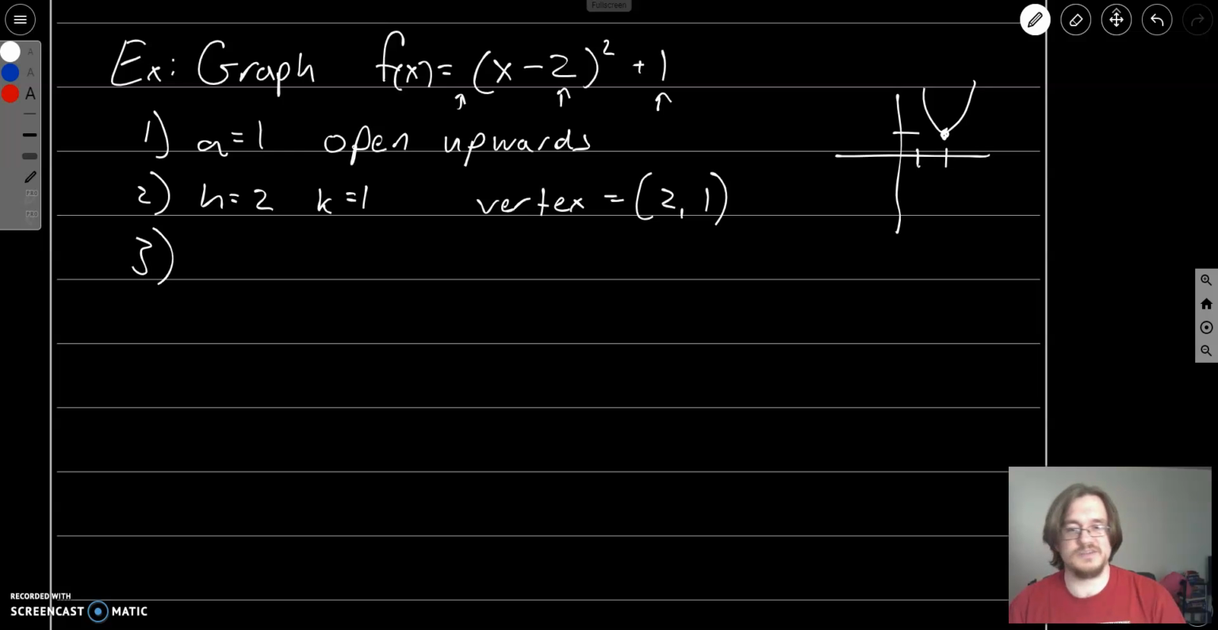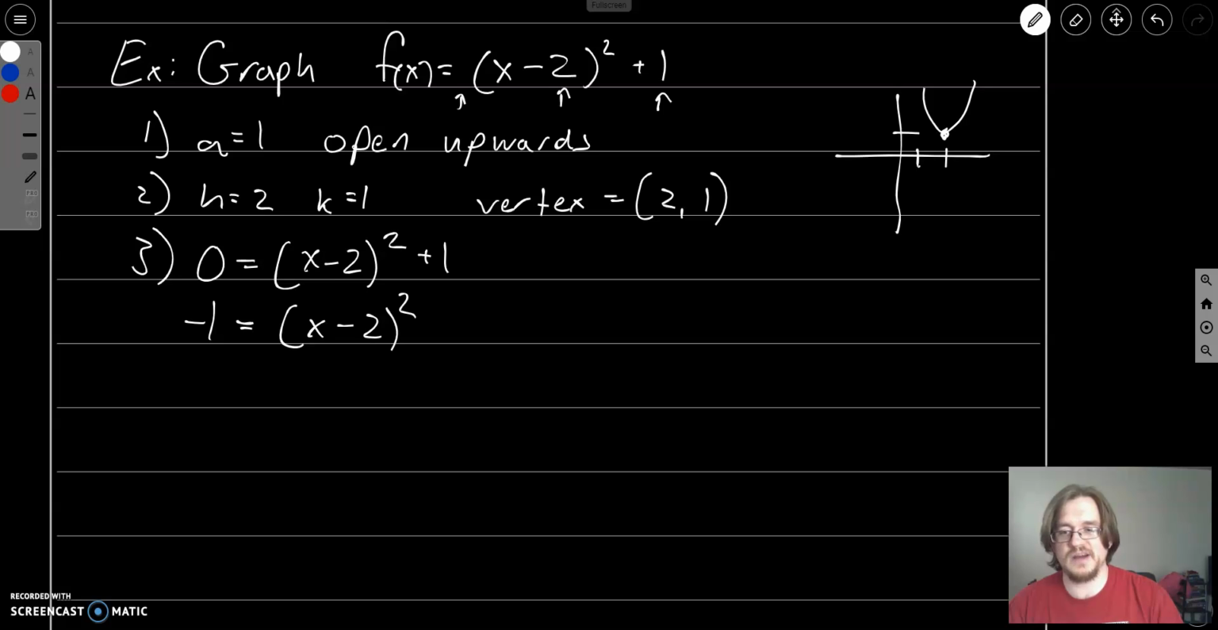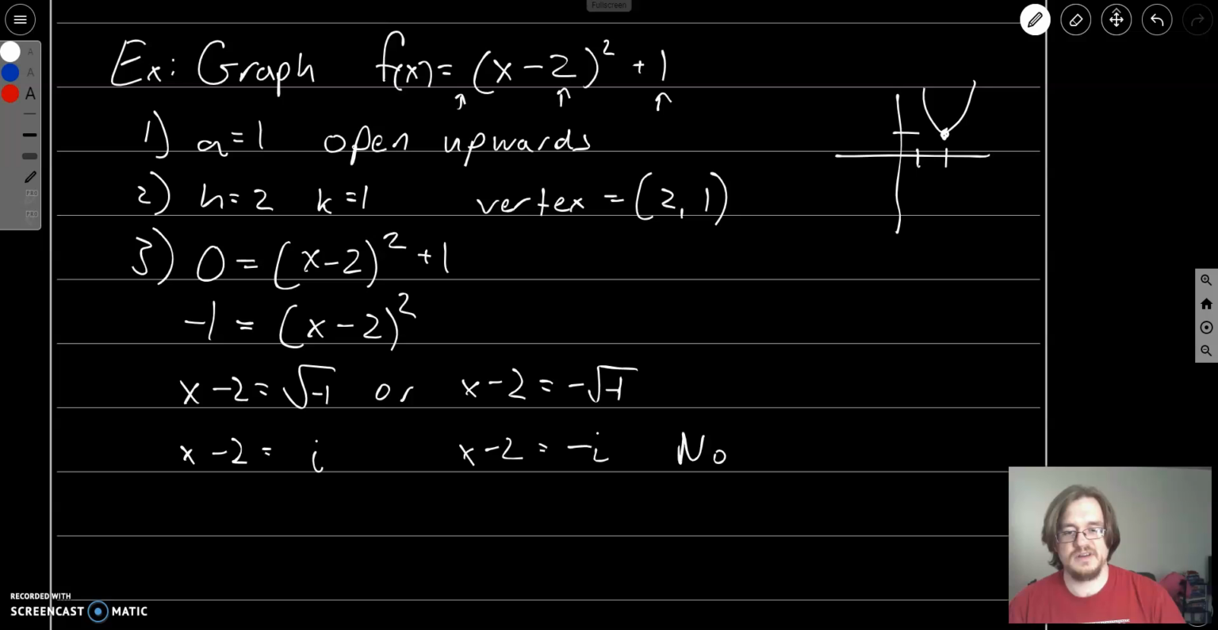And to briefly show why, if I do try to solve 0 is equal to (x minus 2) squared plus 1, if I move the 1 to the other side, I'm going to get negative 1 is equal to (x minus 2) squared, and then that means that x minus 2 is going to be equal to the square root of negative 1, or x minus 2 is going to be equal to the negative square root of negative 1. But these are imaginary. This is i, and this is minus i. So no x-intercepts.